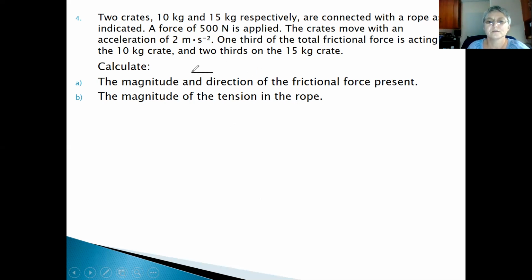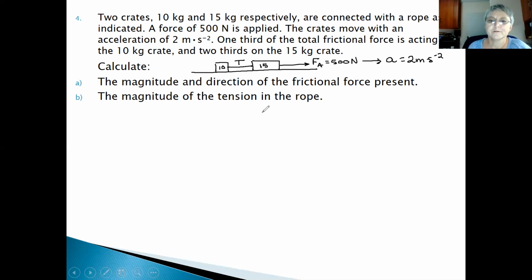We've got a horizontal surface. We've got a 10 kilogram crate that is connected via a rope, and we've got a 15 kilogram crate, and a force is applied to the 15 kilogram crate. Fa is 500 newtons. In this rope between the 10 and the 15 kilogram crate, we will have tension. The crate is accelerated to the right in this case, and the acceleration is 2 meters per second squared.